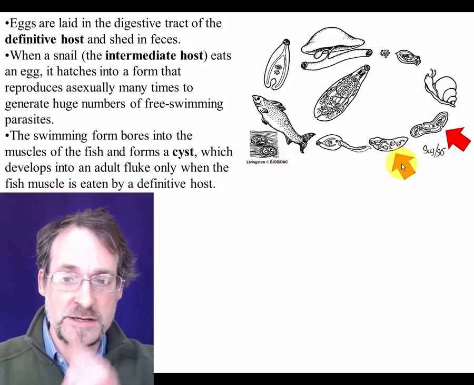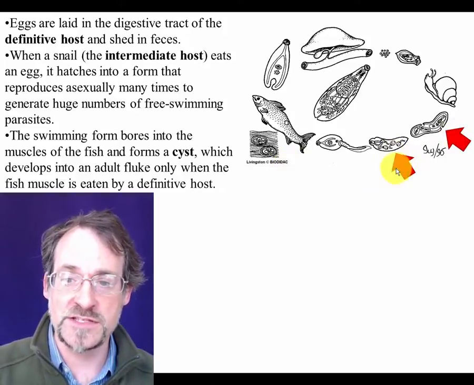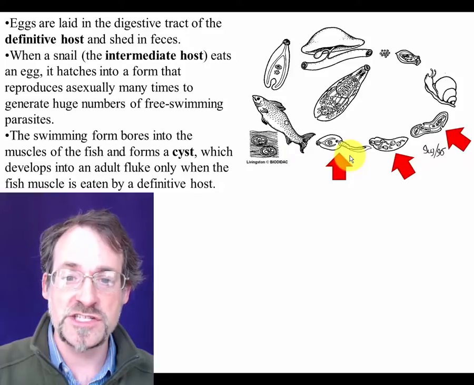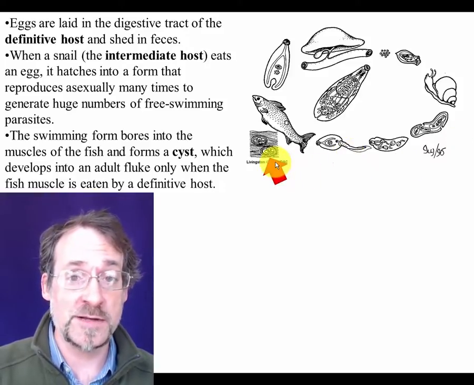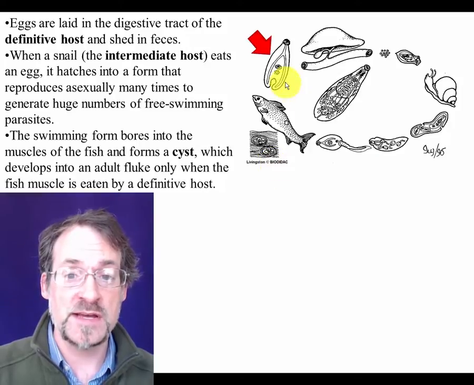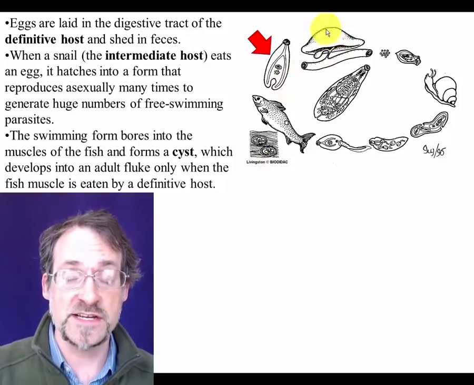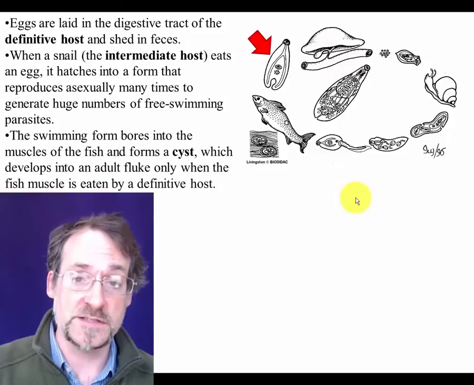So here are the metacercariae that are generated by the sporocyst. Here the cercariae swim. They form cysts if they are lucky enough to encounter a fish. And then that cyst hatches out in the digestive system of the definitive host.